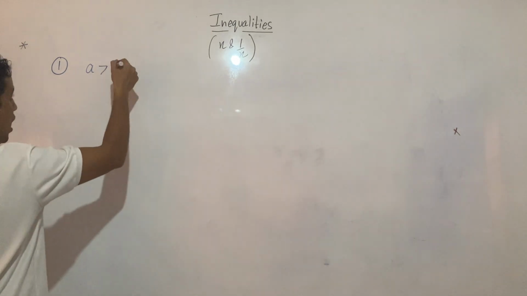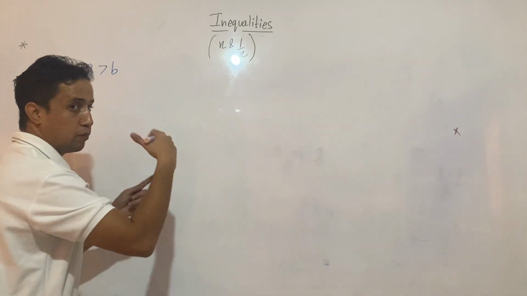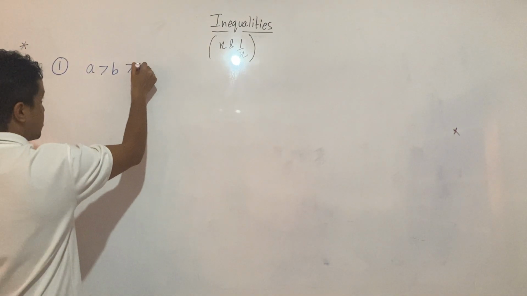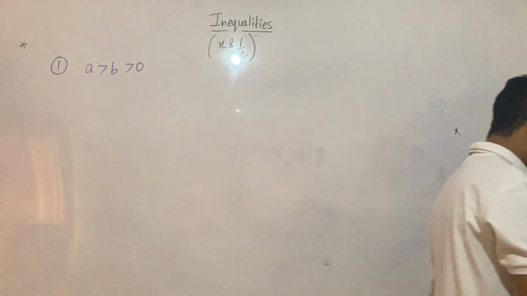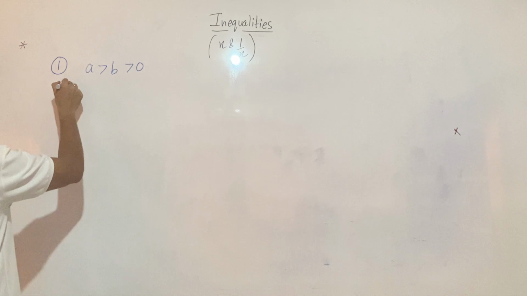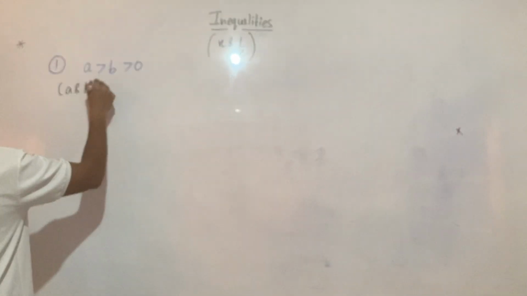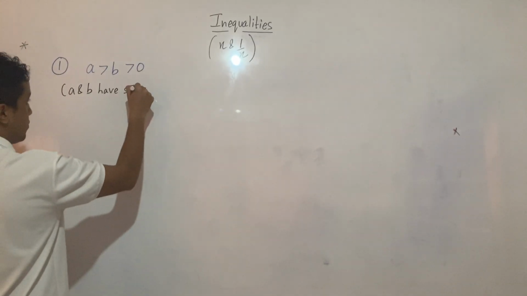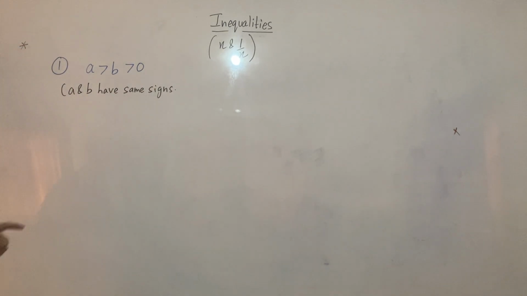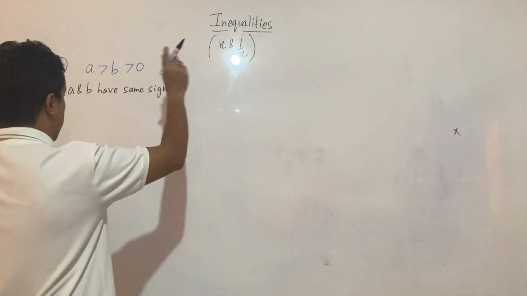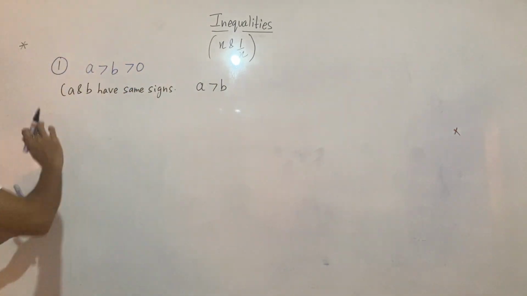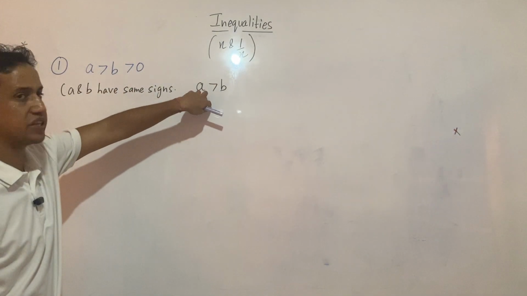when the signs on both sides of inequality are same. Okay, so here I will say that both a and b are positive numbers. Okay, so here a and b have same signs. So if they have same signs, then what will happen? If they have same signs, then from here I can write a is greater than b. Okay, so I just took this thing from here.